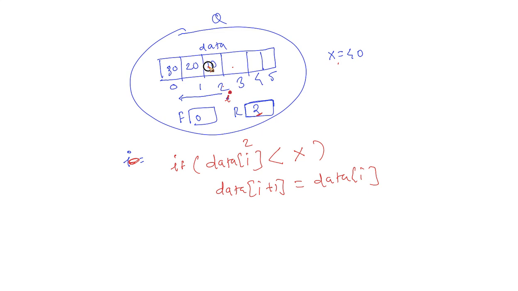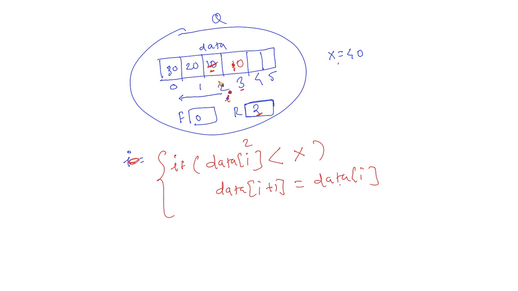So I should shift this 10 by saying, what is this location? Data of i plus 1. i is 2, so 2 plus 1 is 3. Data of 3 is equal to data of 2. So this 10 comes here, right? Then again I do the same thing.